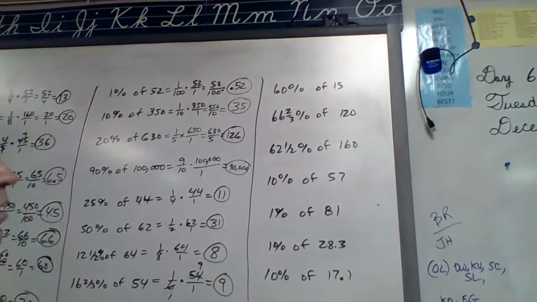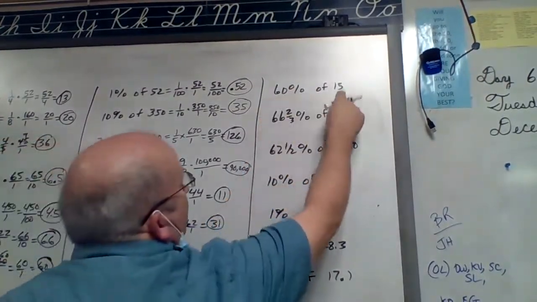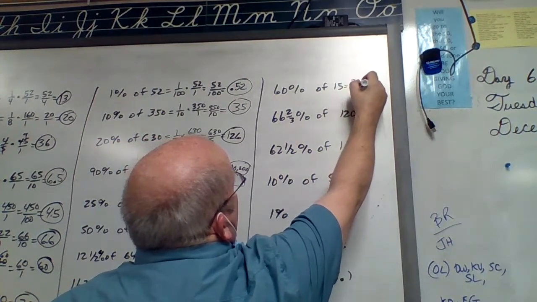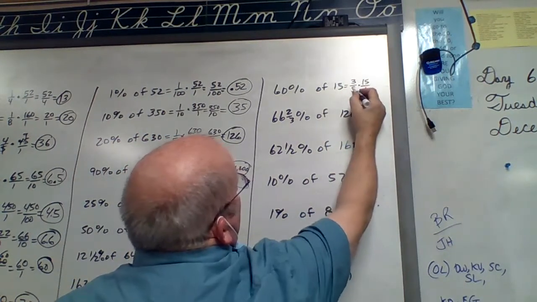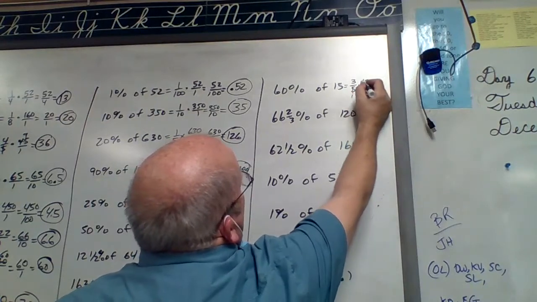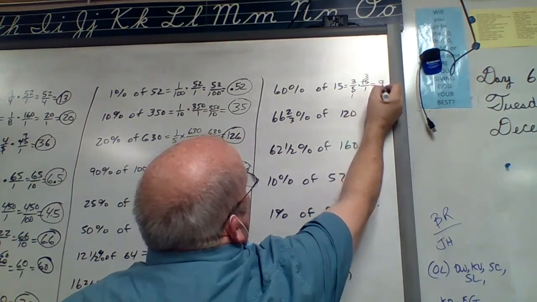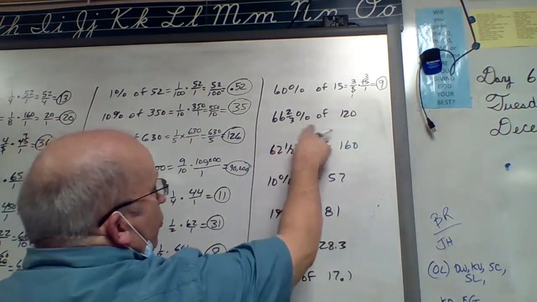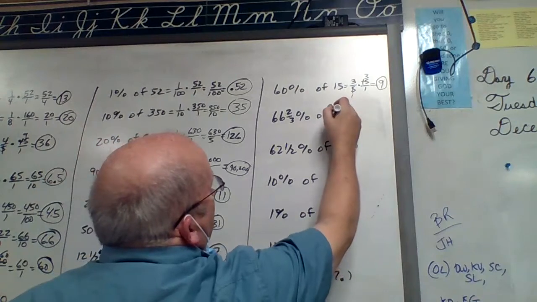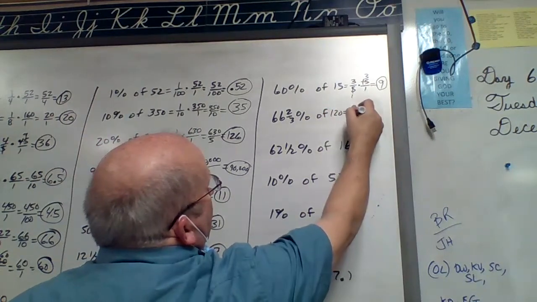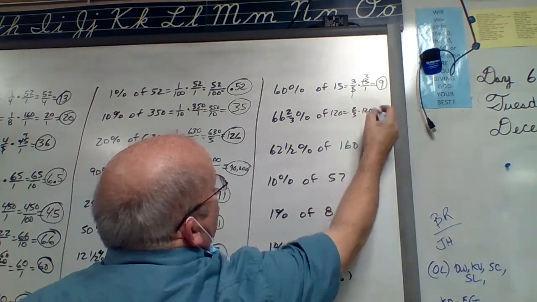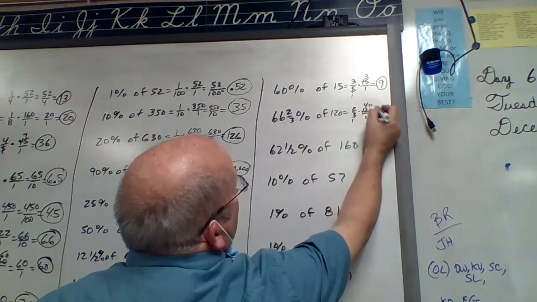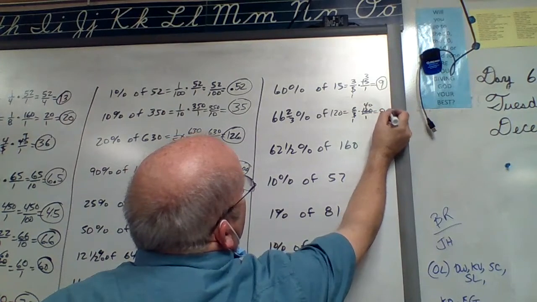Let's move over. How about 60% of 15? The book says that 60% is 3/5 times 15 over 1. Divide by 5, divide by 5. I get 1 and 3 for a final answer of 9. 66 2/3% of 120. Not much room here. How about 2/3 times 120? I can divide by 3, divide by 3. I get a final answer of 80.